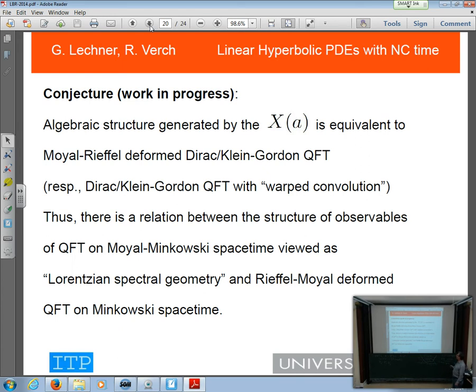So there is a relation between the structure of observables of quantum field theory on Moyal-Minkowski spacetime, viewed as Lorentzian spectral geometry on one hand. That's the approach I just suggested to proceed along. And on the other hand, the Rieffel-Moyal deformed quantum field theory on Minkowski spacetime. So you first start with the usual quantum field theory, and then you replace the products between the operators by the Moyal-Rieffel product, which you get from the action of the translations on the field operators. Okay, so we believe that this is true.